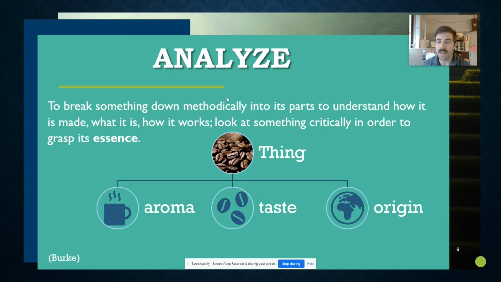I love this definition: to analyze something is to look at something critically in order to grasp its essence. What is making this thing what it is, based on its pieces and parts, right? So that's what it means to analyze, is to break something down. We've got to look at the individual pieces, see what they are, see how they fit together to create something maybe bigger than their own individual elements, right?